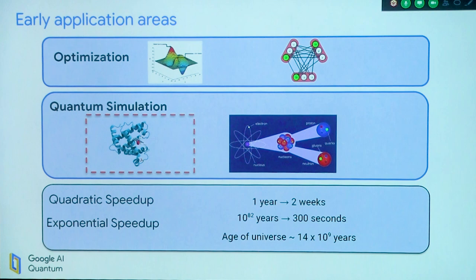Or in the case of quantum simulation, the goal, we haven't achieved this quite yet, is that we can take problems that used to, in theory, take 10^82 years and reduce them down to 300 seconds. So the dream is then to make something absolutely impossible into something routine. And to give you a barometer for that number, the age of the universe, according to Wikipedia, is something like 14 times 10^9 years. So it's a calculation that is so immense that you could barely even conceive of it, down to something that's relatively routine.